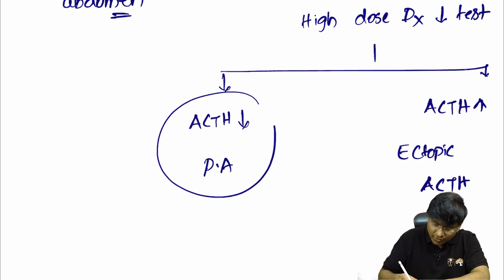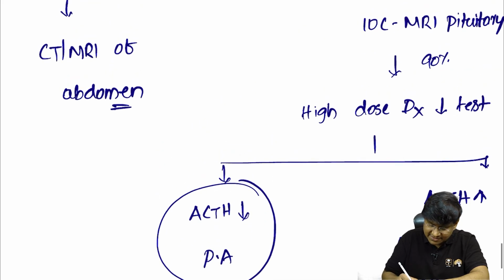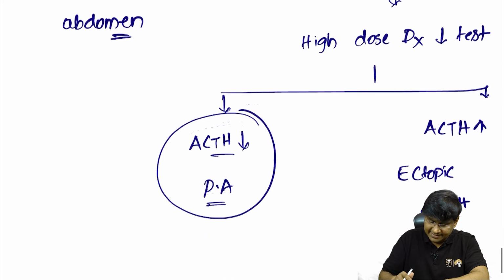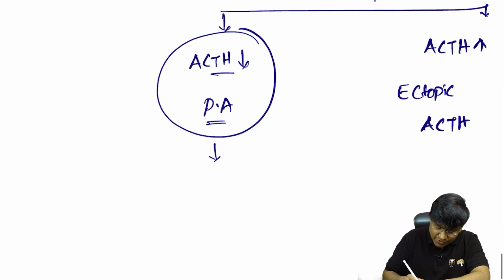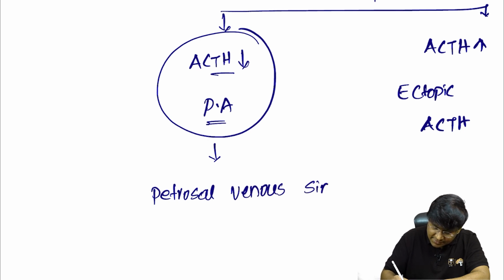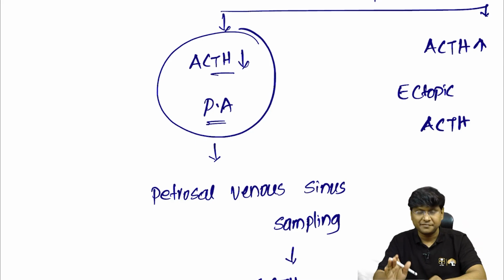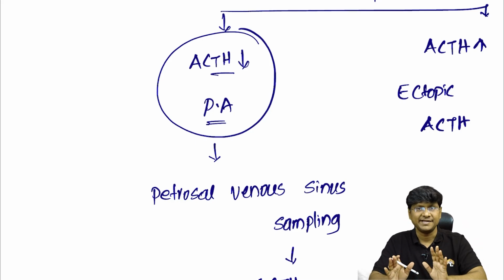Now, if you are finding that the ACTH levels are reduced and it is pituitary adenoma, but the MRI was normal, then in such a case, you need to check the petrosal venous sinus sampling for ACTH, right? So petrosal sinus sampling for the ACTH has to be tested here, right?